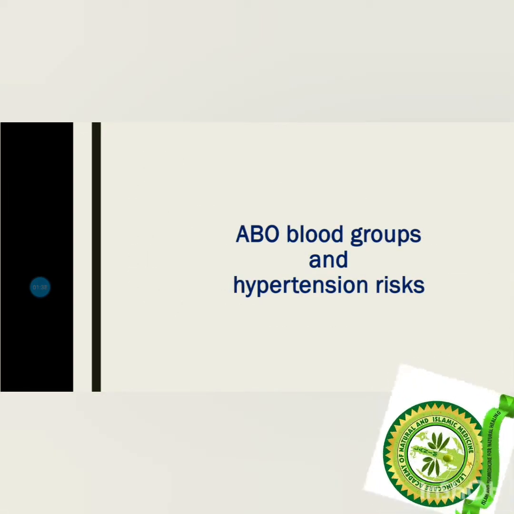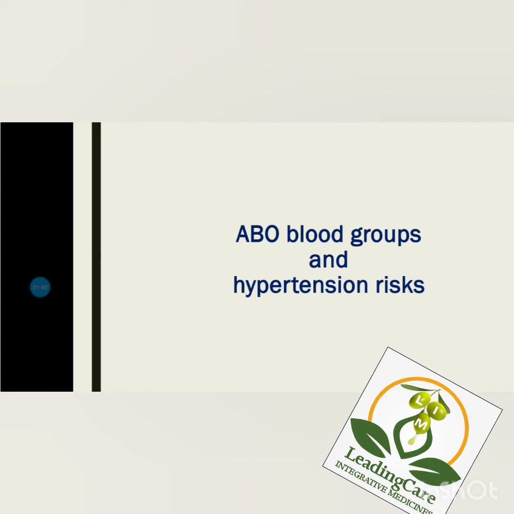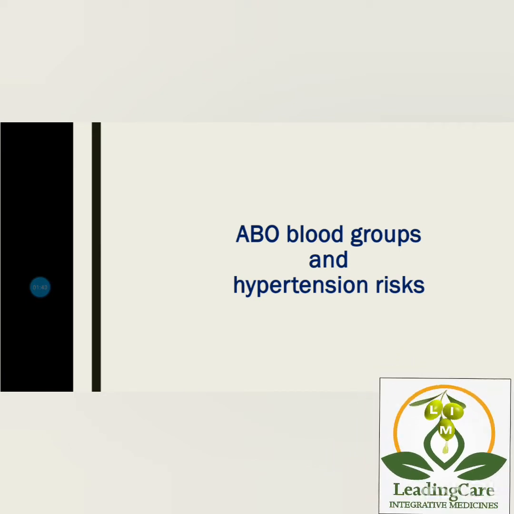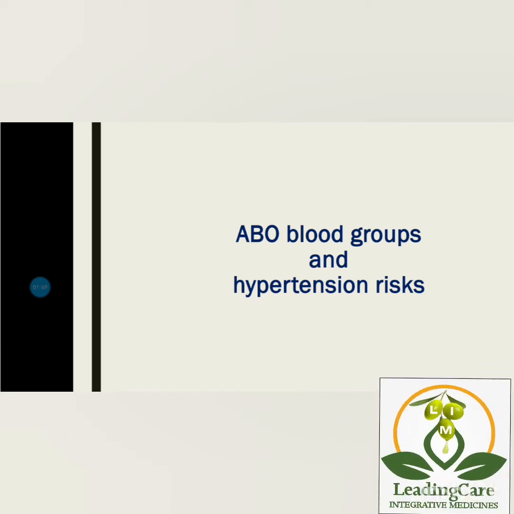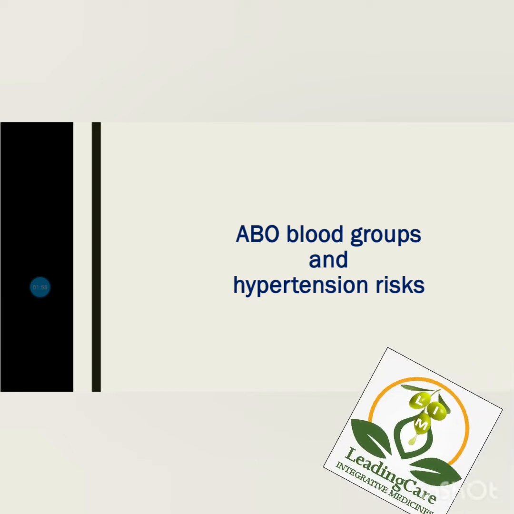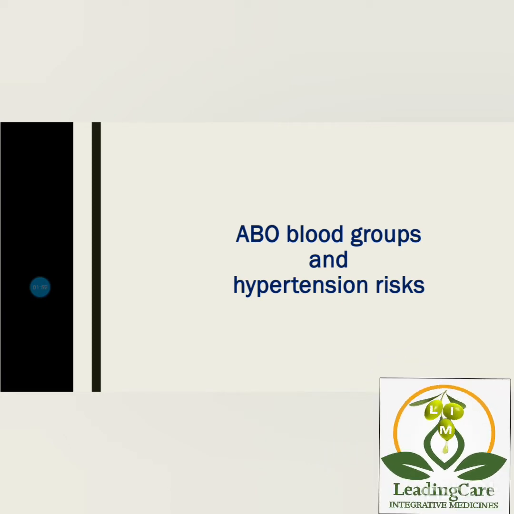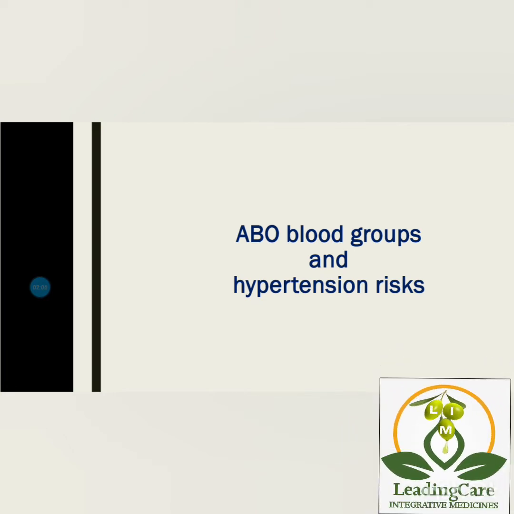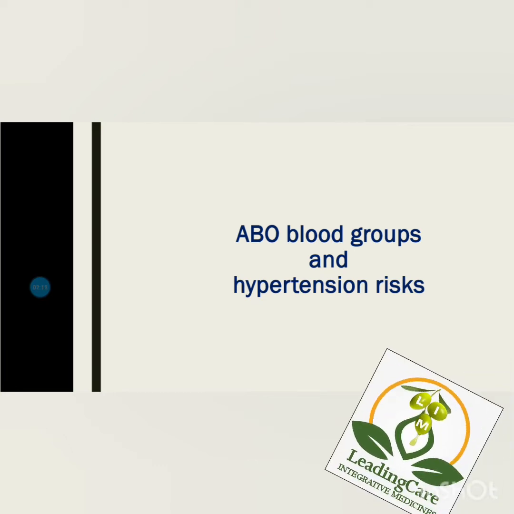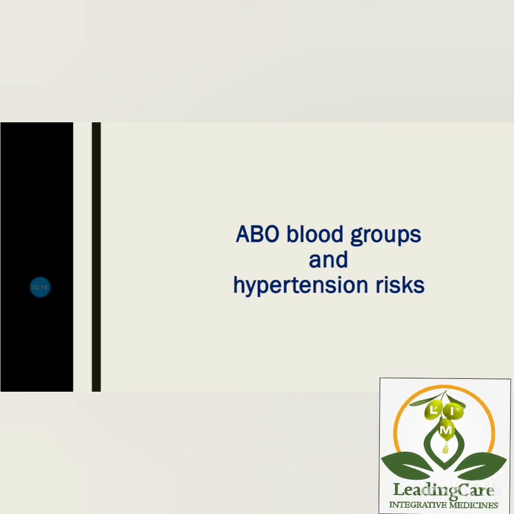ABO blood groups and hypertension risk. We are talking about ABO blood groups, the different blood groups that we have. We have blood group A, blood group B, blood group AB, and blood group O. Through our blood groups, we can know and determine everything that is going on in our body.